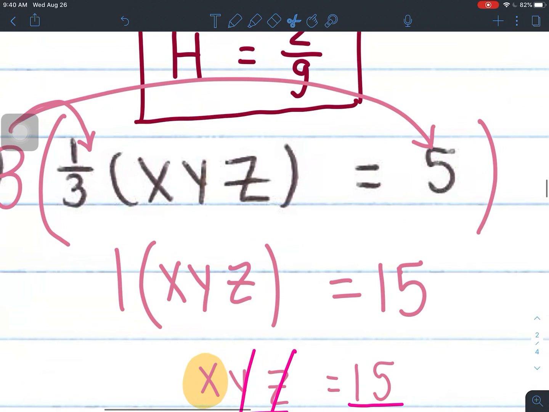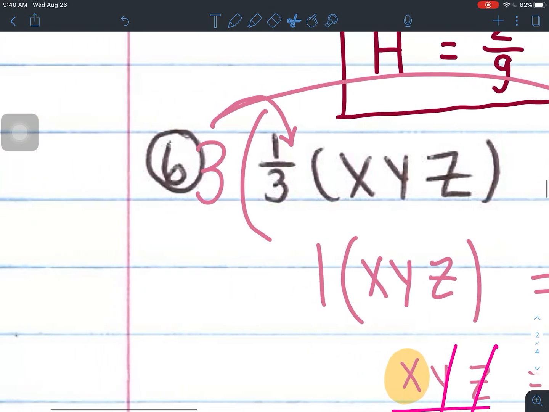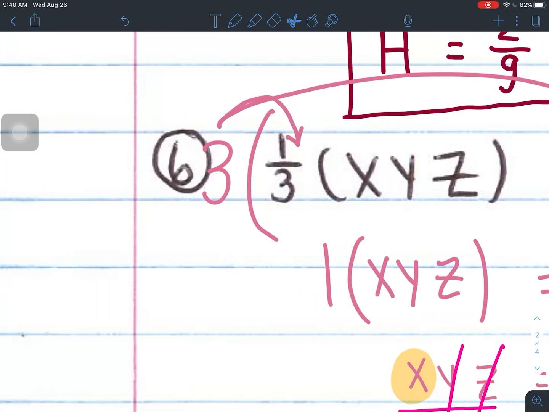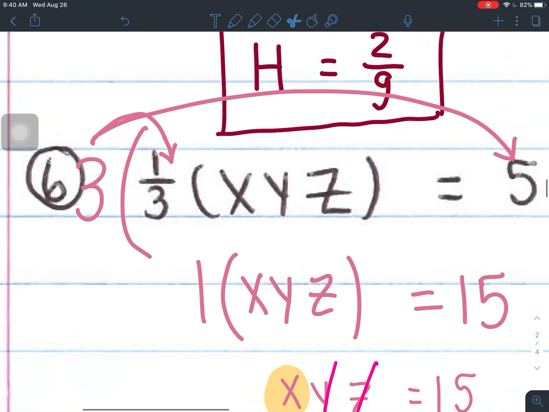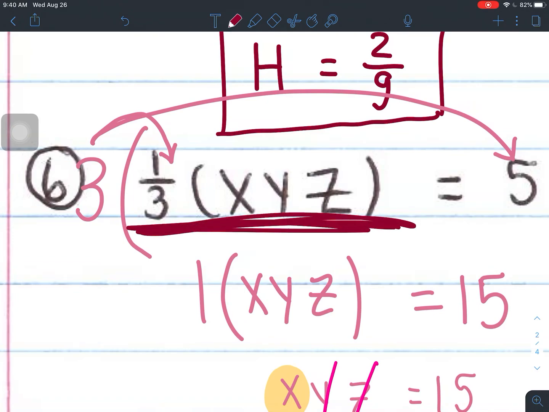Earlier I said, hey, that 1/3, we got to get rid of it by multiplying by 3. Why did I do it by that? Why didn't I distribute instead? Well, here's the problem. There's nothing to distribute it to because it's only one term. The stuff in the parentheses is only one term, so it wouldn't have made a difference really.